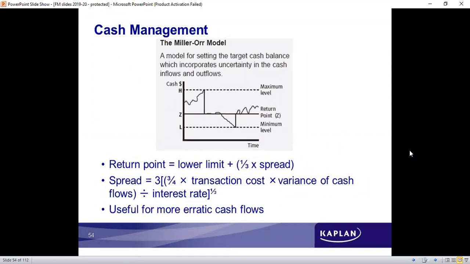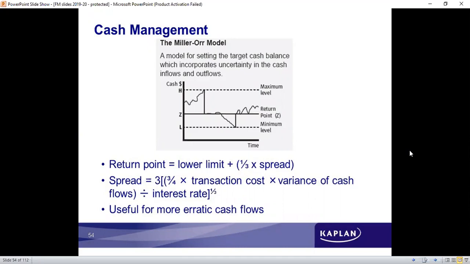too much cash should not be maintained because it affects the profitability. And we've also looked into how too little should not be maintained either, because it affects the liquidity position and the reputation gets affected. So in that context, there is one model called the Miller ORR model.